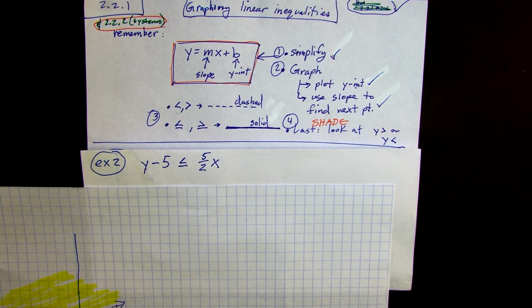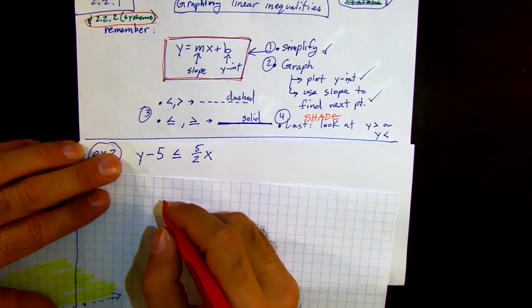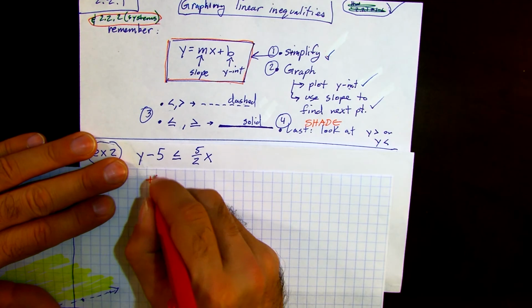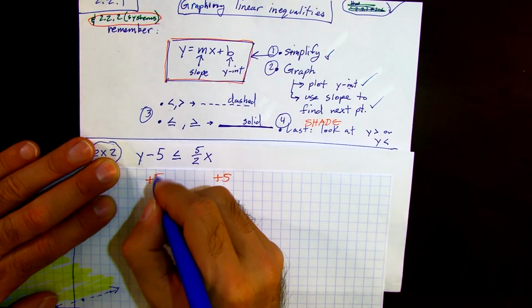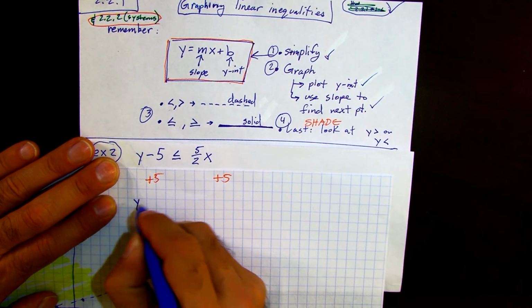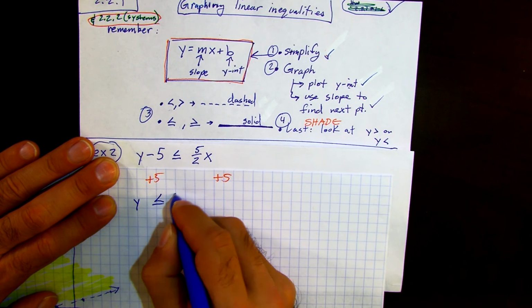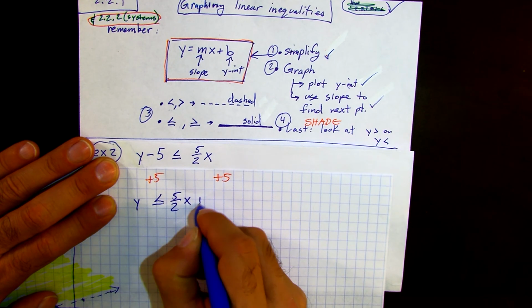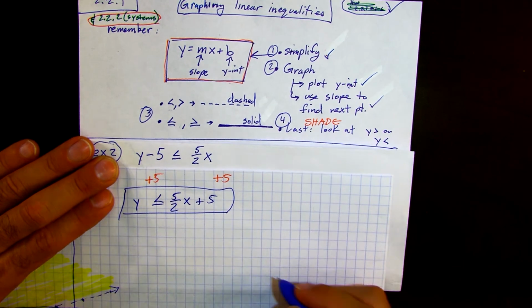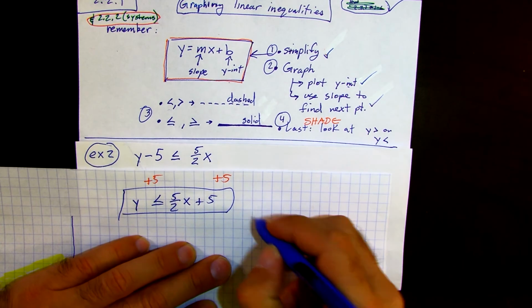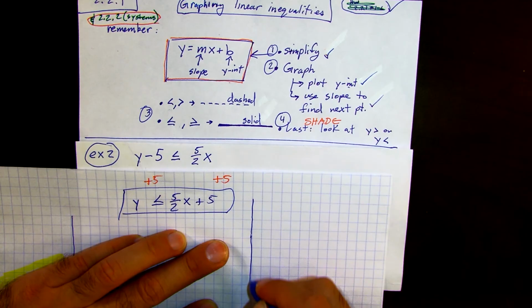There it is. Nice, Devin. Nice, Dylan and Devin. We are going to add 5 to both sides. That cancels out this negative 5 there, so we get y is less than or equal to 5 halves x plus 5. Now we're dealing with this equation, and you're like, well, when are we going to start graphing? Actually, we're going to start right now.